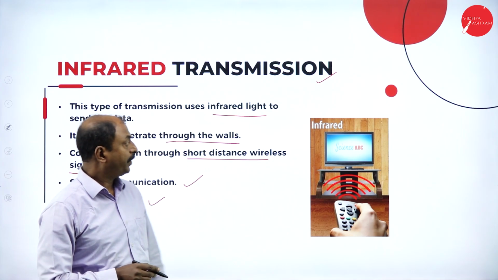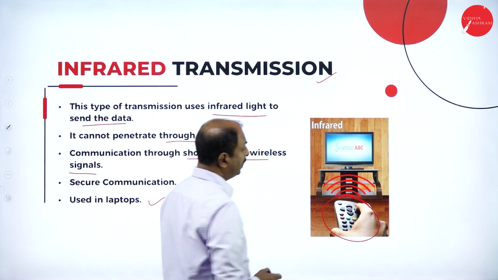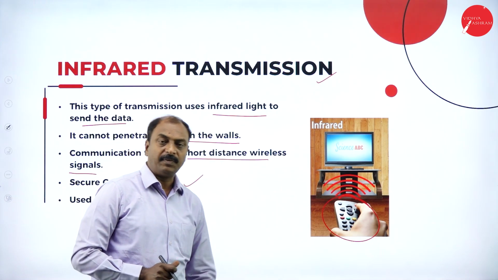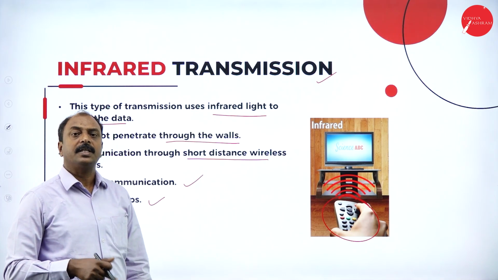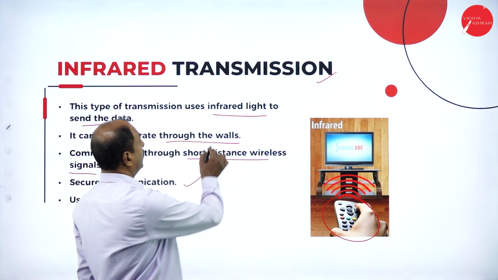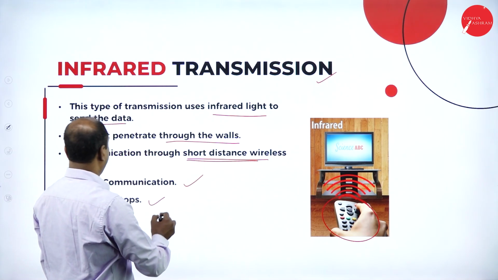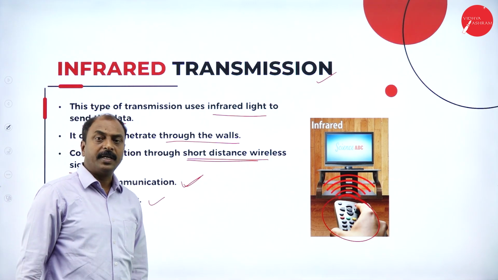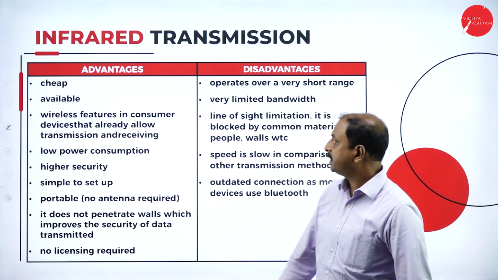Look at the example here in the diagram. We can see the remote control, which we use for our computer or maybe our TV. That is an example of infrared transmission. Here the technology uses infrared light for short distance communication, and it can be a secure communication. So this is infrared transmission. And now the advantages and disadvantages of this.